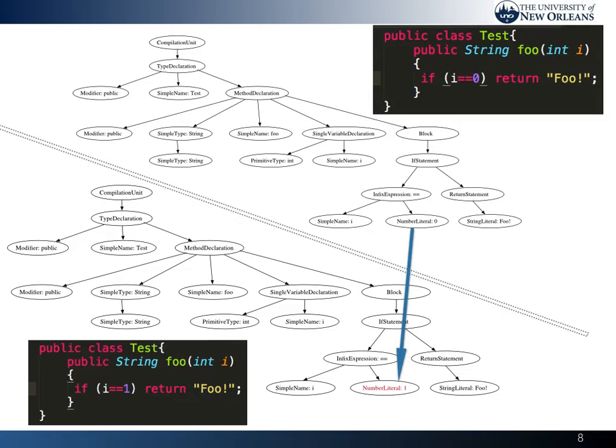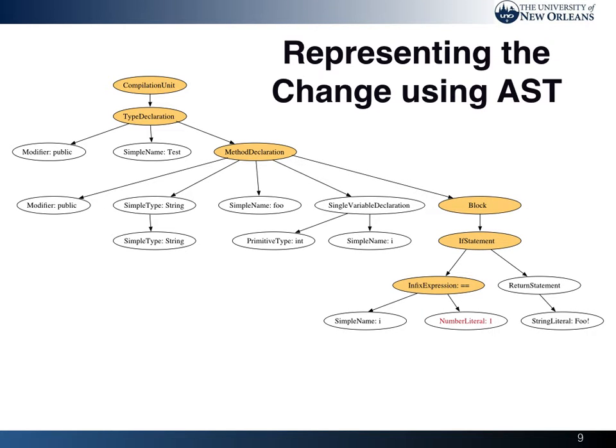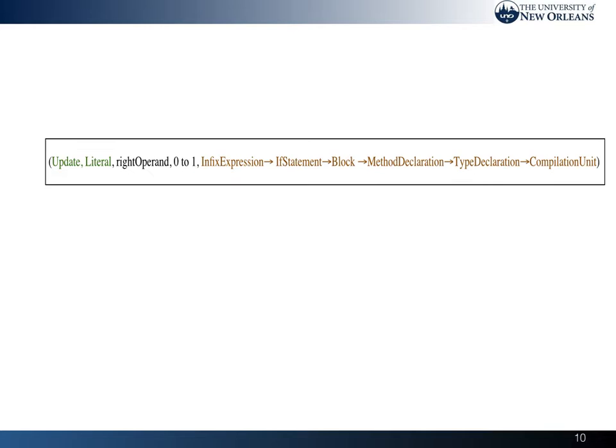Now the second question is, where is the location of the change? If we track the yellow marked labels, we can locate the change. We see that the change happens inside an expression. The expression is inside an if statement. The if statement is inside a block. The block is inside a method whose parent is a class, that is a type. Thus, finally, we can present the change is in the content of this rectangular box.